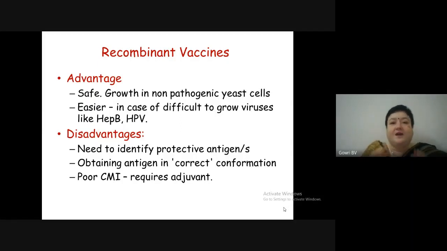And of course, these recombinant forms of vaccines will induce poor cell-mediated immunity, and definitely they require adjuvants for their function. So adjuvants will have to be given. I repeat the slide. The advantage of recombinant vaccine: it is safe. It can be easily grown in non-pathogenic yeast cells, easier for cultivation, for example hepatitis B and human papilloma virus. And the disadvantages: you need to identify protective antigens, obtain the antigen in correct conformation, there is poor cell-mediated immunity, and it requires adjuvants to function.